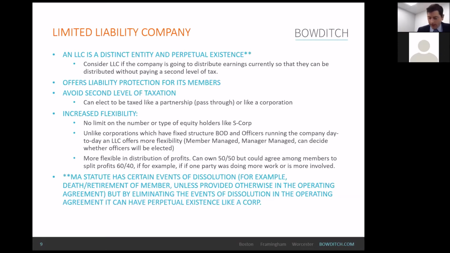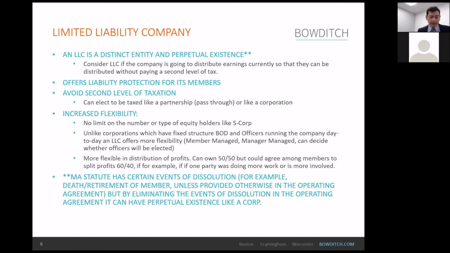If one party happens to be doing more work or is more involved, you can agree among the members to make a distribution of profits that's different than what your distribution of ownership actually is, which is kind of a neat function for the LLC.